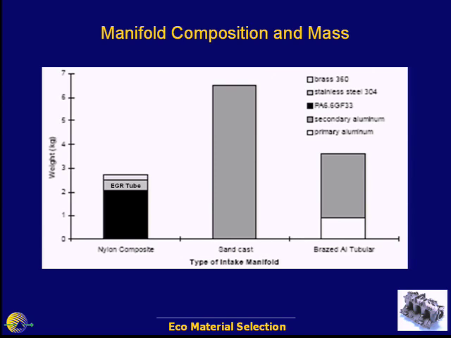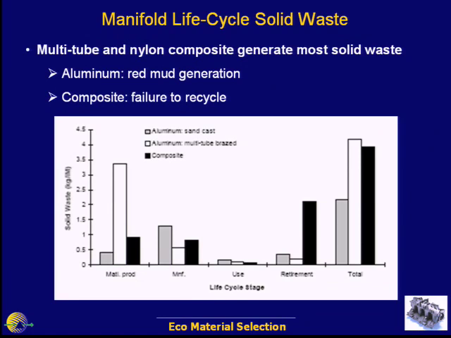Okay? And here is the life cycle comparison of the three systems. Here in gray is the aluminum sand cast. In the hollow bar is the brazed aluminum, and the composite here is the filled-in bar. So what we see in material production is that the multi-tube brazed consumes the most material, and that comes from the processing of the primary aluminum material. Okay, a lot of material used up in that process.